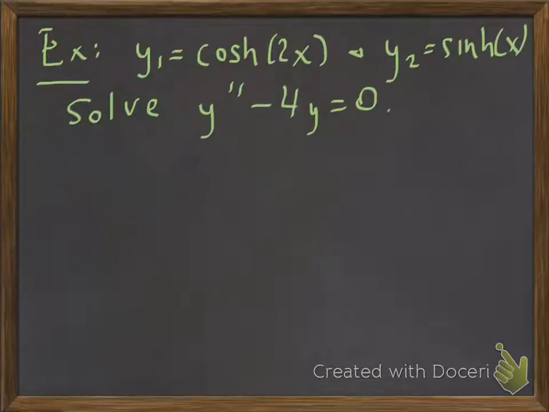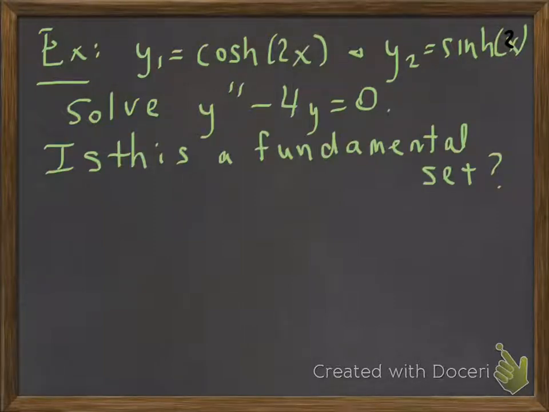The two functions, y1 equals cosh of 2x and y2 equals sinh of 2x, solve y double prime minus 4y equals 0. And remember, cosh and sinh are hyperbolic cosine and hyperbolic sine, and you can check that they solve this differential equation. I would like to know, is this a fundamental set of solutions? So the first thing, we need to make sure we have the right number of solutions. This is a second order differential equation, so a fundamental set of solutions would have two solutions. Okay, so we're good there.